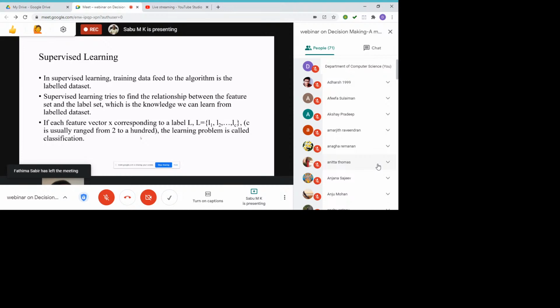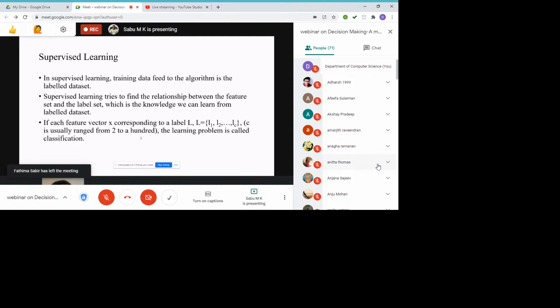Here we can find out the relationship existing in between the various features and the corresponding label, and with the help of that relationship, the extracted relationship or extracted knowledge, we can take the decision regarding when a new email came, whether that email is a spam email or a ham email. That decision can be taken by using the relationship extracted from the training data set.